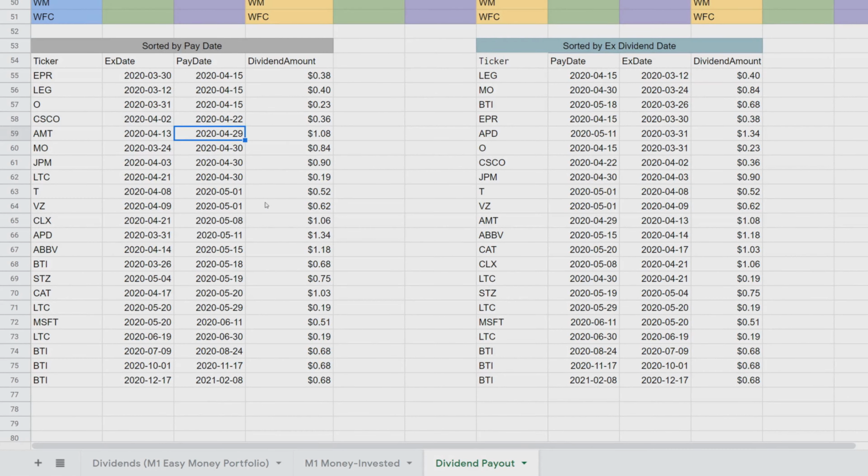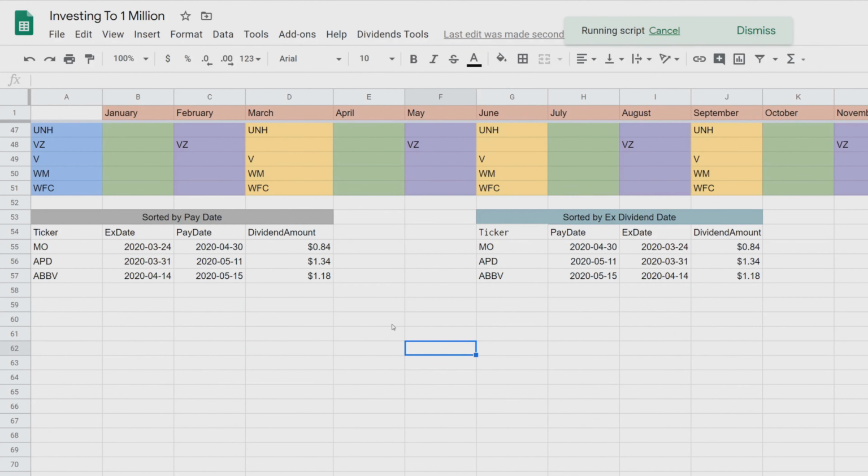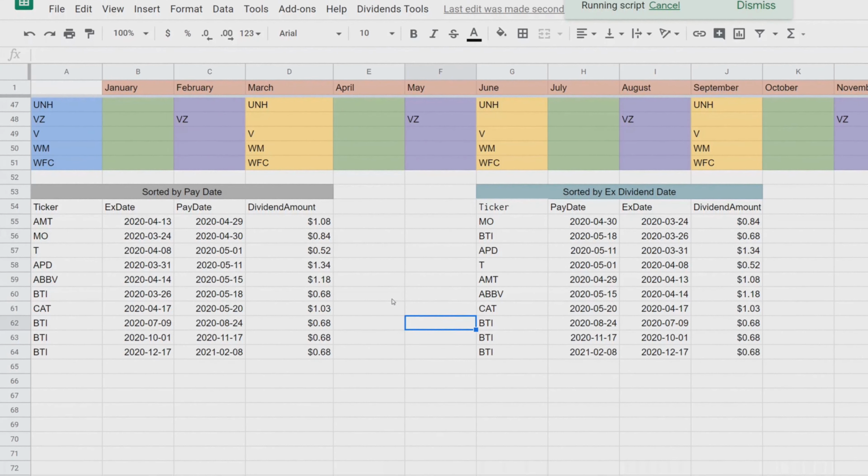The one on the right is sorted by the ex-dividend date. For us, we're on the 19th today. So the next company that we can still meet the ex-dividend date for is Clorox on the 21st, then LTC Properties, and it just goes down from there. But let's go up here and click off the script. You'll do get upcoming dividends, and then we'll see it work its magic. We'll wait a little bit, and it'll grab all the upcoming dividends for us.